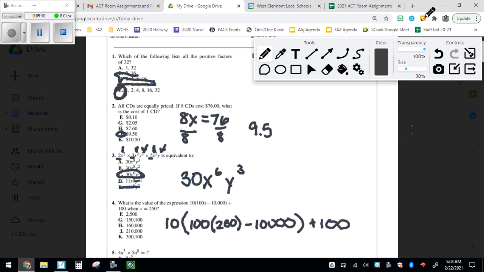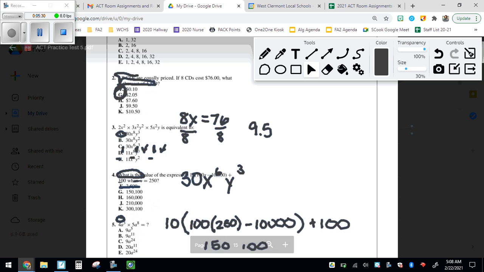And I typed this into the calculator and I got 150100, which, hey, matches up with G right here. All right, so that one was just a plug and chug. So far, the first 4 of these questions have all been super good to us.